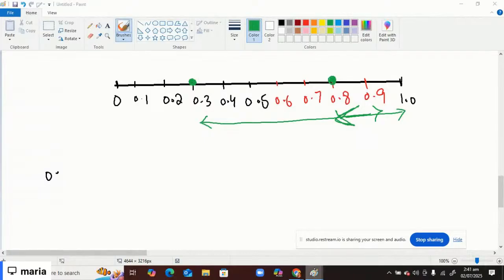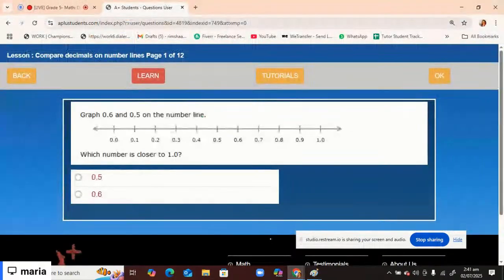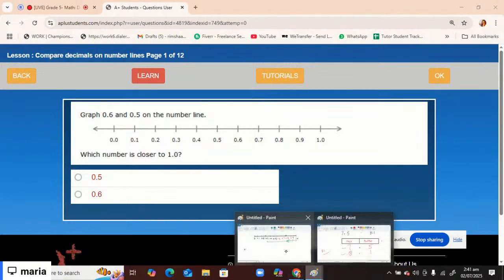All right, now let's discuss some test questions. Graph 0.6 and 0.5 on the number line, and which number is closer to 1.0. First of all, you graph 0.5 and then you graph 0.6. Let's suppose we already drew it here.